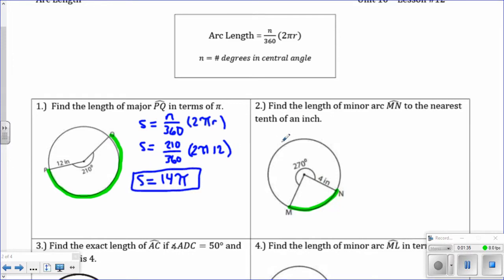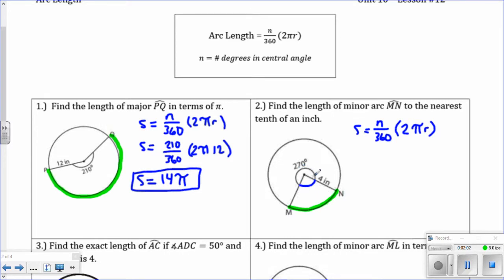Number 2, find the length of minor arc MN. That's why I already highlighted the arc that's less than 180 degrees for a minor arc, to the nearest tenth of an inch. Let me first write the formula. Now the central angle in this case is not always what's given to you. It's not the 270 degrees, because that's not the central angle that goes with the green intercepted arc. This right here in blue is the central angle that goes with minor arc MN.